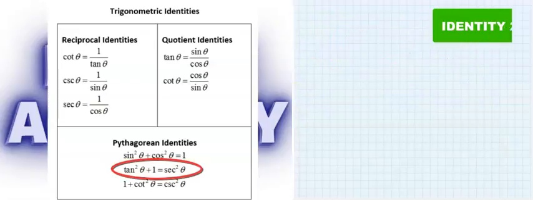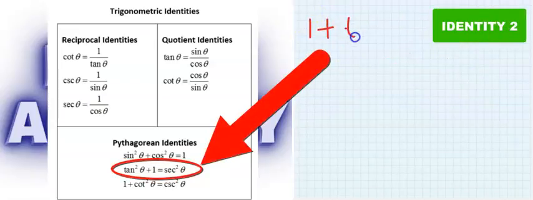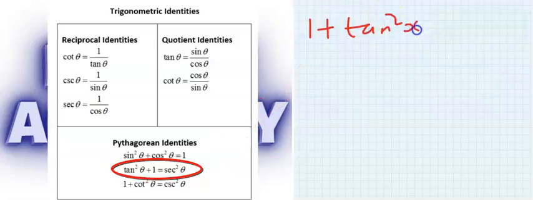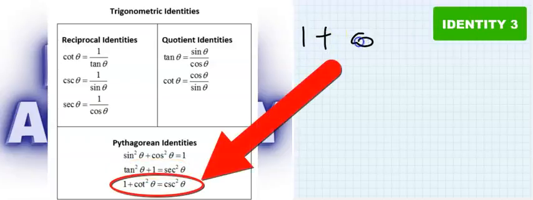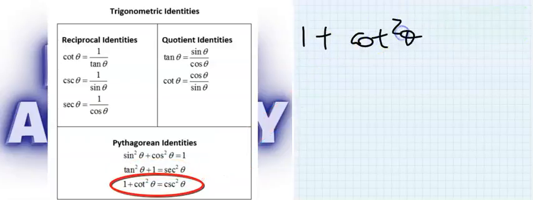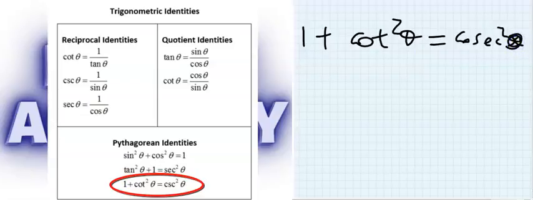Another one is that 1 plus tan square x is equal to sec square x. Instead of x here, theta is used here, that's fine. Here again, 1 plus cot square theta is equal to cosec square theta. Now, because it's theta, we use theta here. If here is x, we would have used x here.